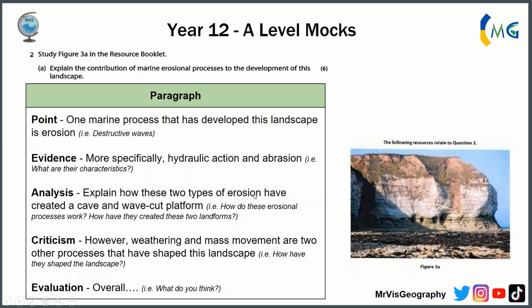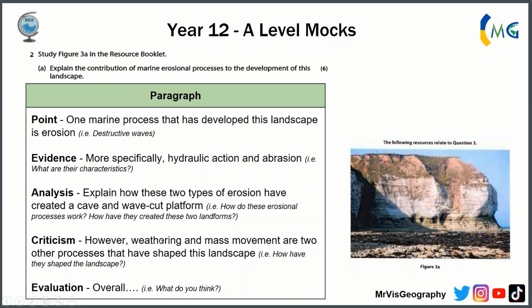And then explain how these two types of erosion have created a cave, which you can see there, and a wave cut platform. So there you have to explain the formation of a wave cut platform, explain the formation of a cave. And they could say, however, but it says explain the contribution of marine erosional processes.